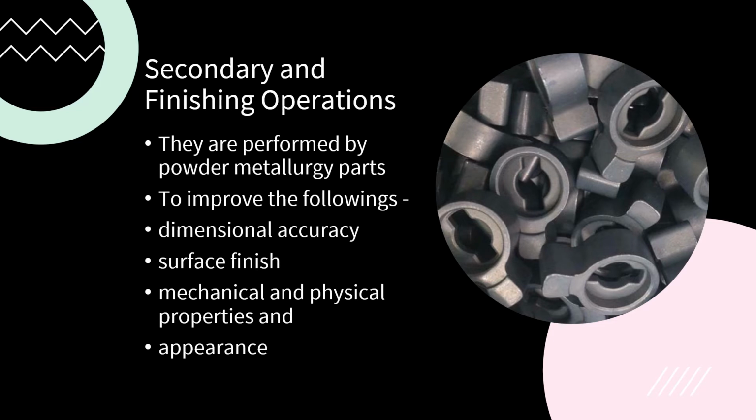Secondary and finishing operations are performed on powder metallurgy parts. Why do we do it? To improve dimensional accuracy and surface finish. So every time you think about the finishing operation, we're definitely hitting around these things: mechanical and physical properties, and of course appearance for your customers.